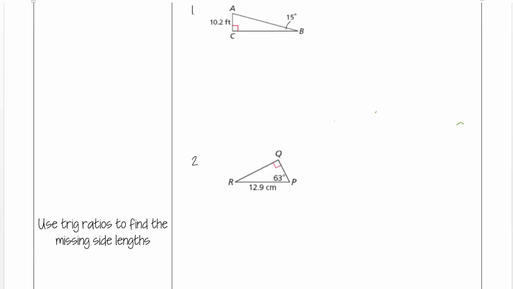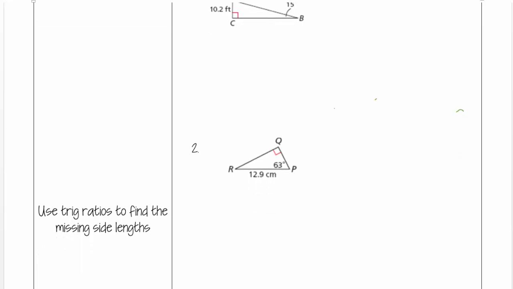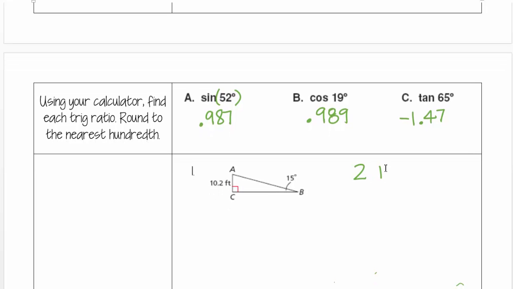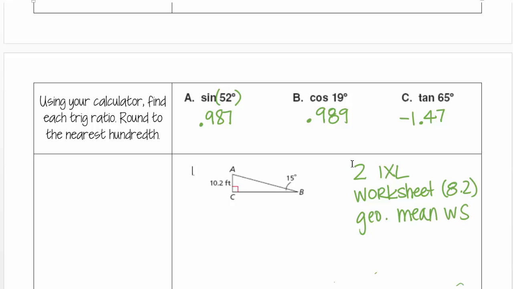So we're going to save this part until tomorrow as well. So you have 2 IXLs that you can work on. You have the worksheet that is due before you leave. And then you have the worksheet from yesterday. So this is the 8.2 worksheet that's due before you leave, but then you also have that geometric mean worksheet from yesterday that you can work on. So make sure you're using your time wisely. Make sure you write down any questions you have, and we can go over them together in class. Enjoy your night.